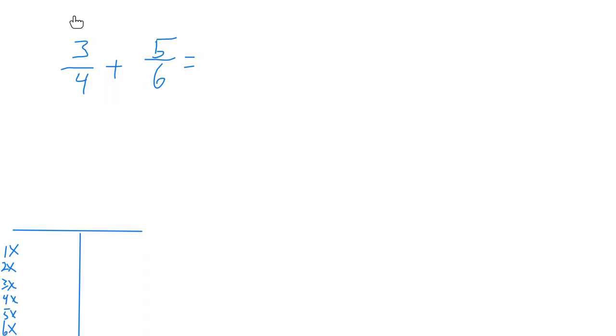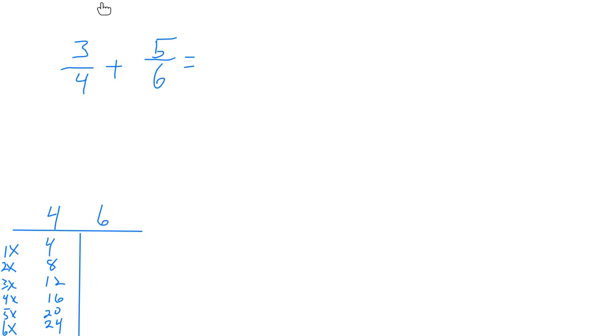So let's put 4 here first, and then 6, because that happens to be the way I see it. Had they been the other way around, I would have flipped them over. But 1 times 4 is 4. 2 times 4 is 8. 3 times 4 is 12, 16, 20, and 24. And remember, I said 24 is a common denominator.